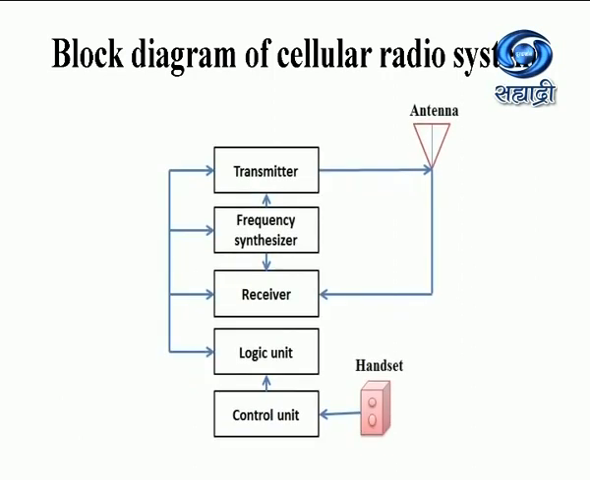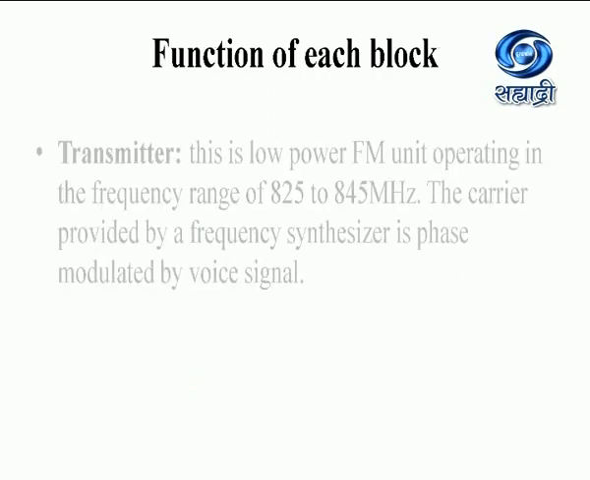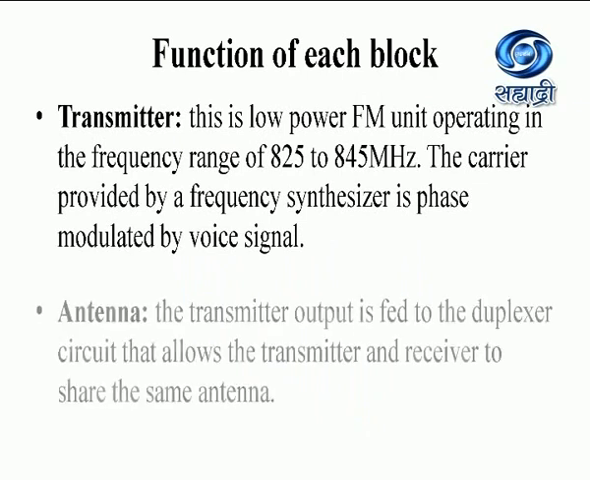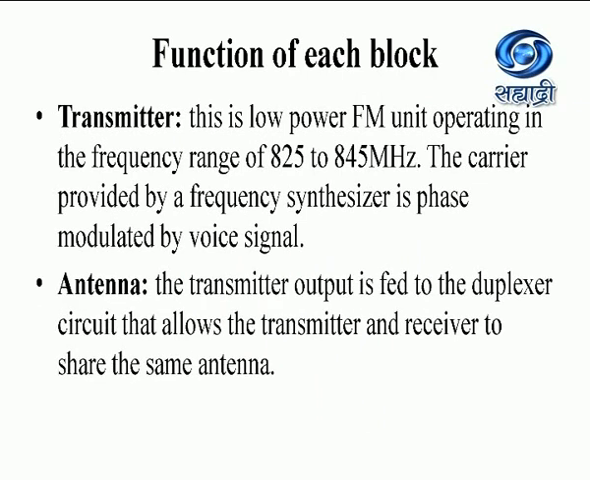So this is the block diagram of cellular radio systems. Let's start with the function of each block. The first block is transmitter. This is a low power FM unit operating in the frequency range of 825 to 845 MHz. The carrier provided by a frequency synthesizer is phase modulated by the voice signal. Antenna: the transmitter output is fed to the duplexer circuit that allows the transmitter and receiver to share the same antenna.